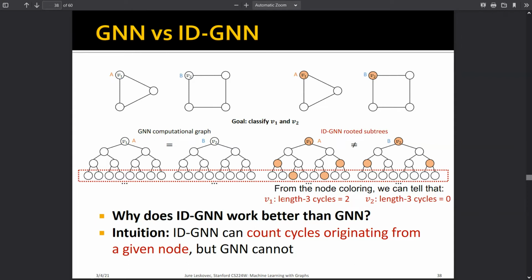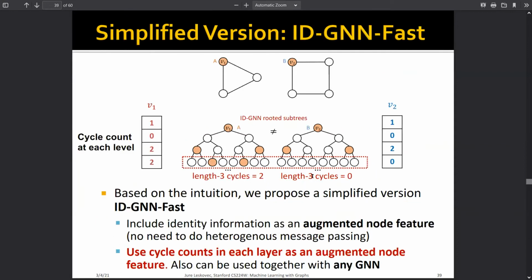So is it equal to length minus 1, okay, no, cycles is equal to 2. Okay. So basically here he's able to calculate the cycle length, I guess. Yeah. And that's the intuition behind the ID-GNN fast, right? No need to do heterogeneous message passing anymore. He just says use the cycle counts in each layer as an augmented node feature. Not sure how this will work, but okay. So what is it saying, like length 3, because it is of length 4, is that why the cycle is 0, but right now here the cycles are 2? I'm not sure. I don't follow this. Maybe go to the previous one and see what's going on here.